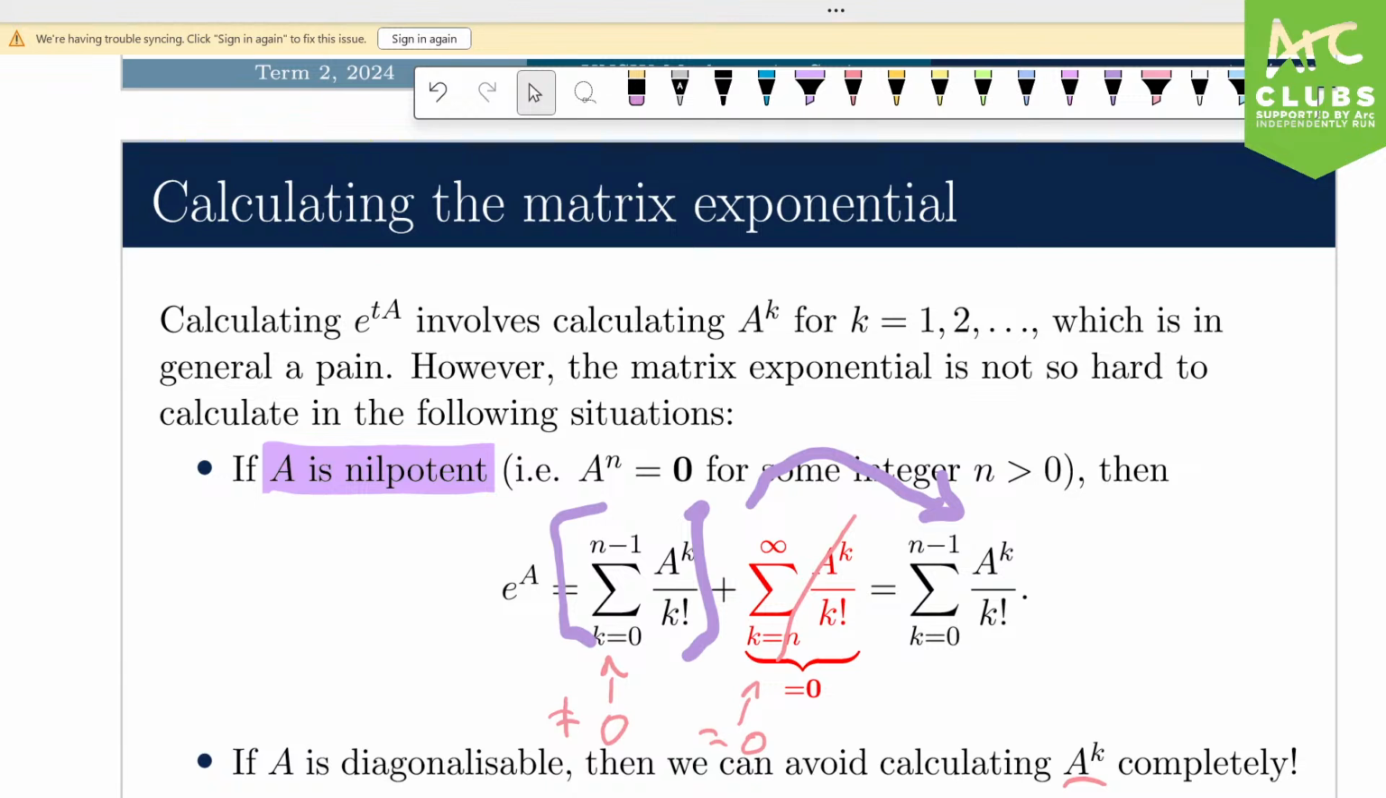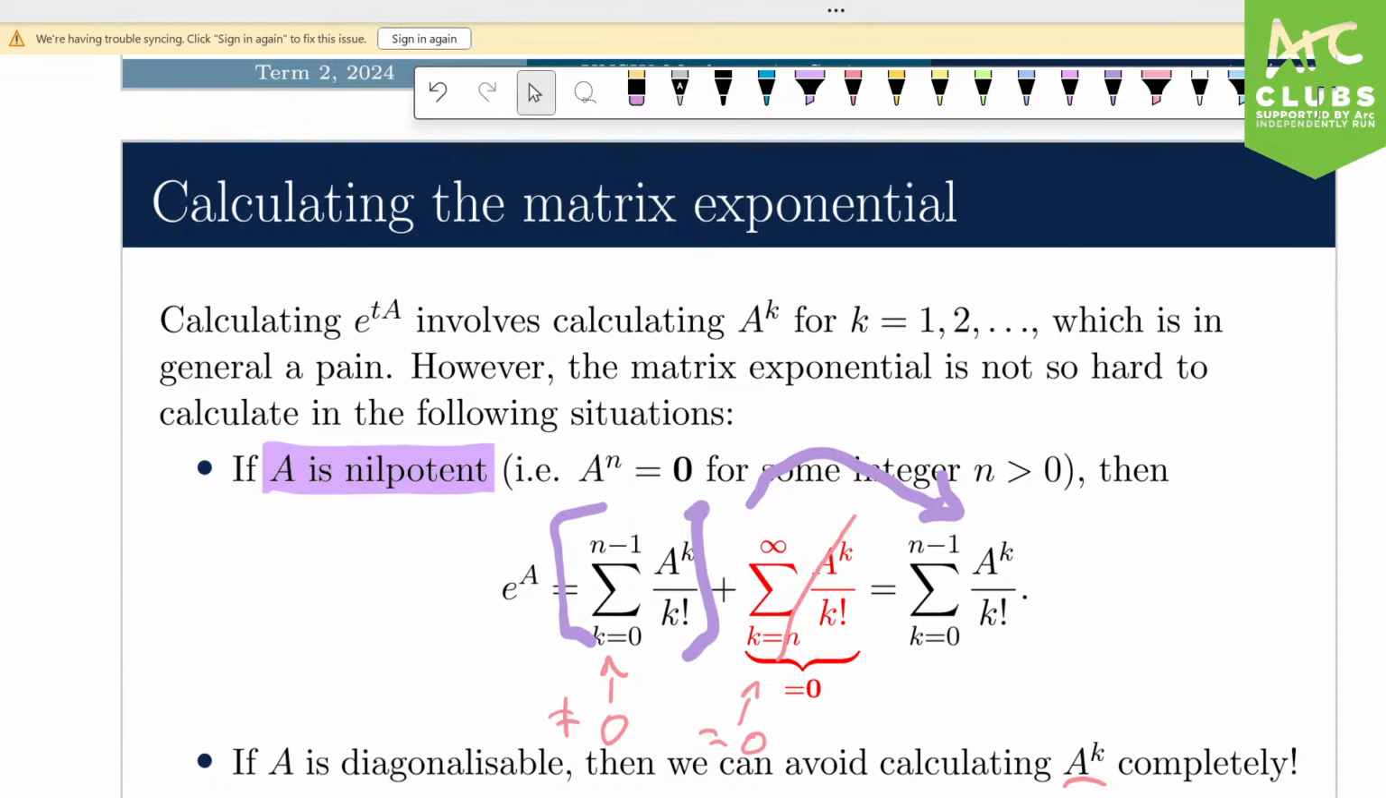And since we have that nice commuting property, it might be a lot easier to find e to the B and e to the C. Those might be nilpotent matrices, and we can easily find that. So we only use this when we can decompose it into the product or the sum of two simpler matrices.